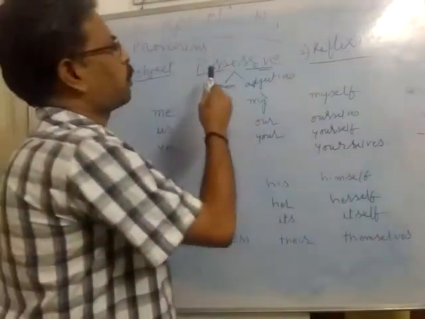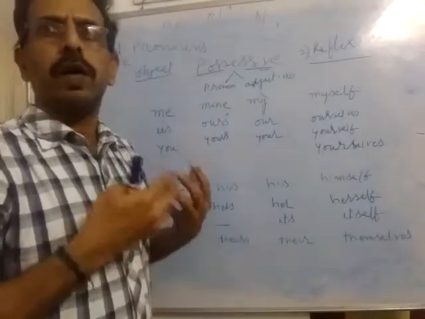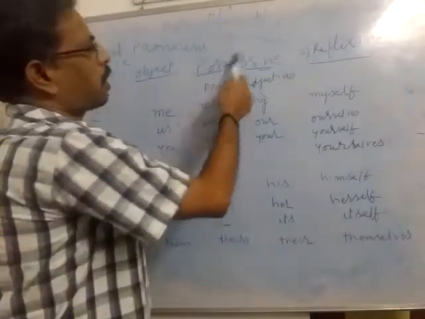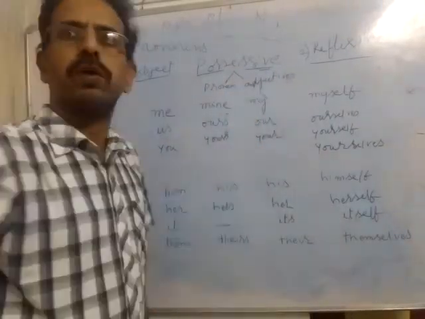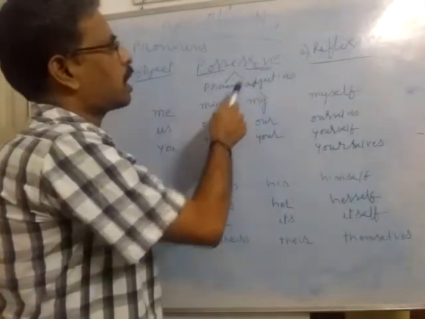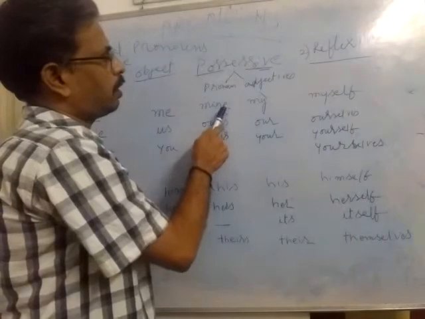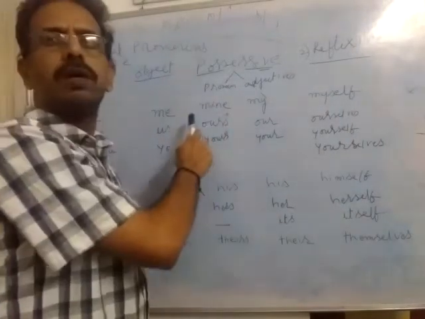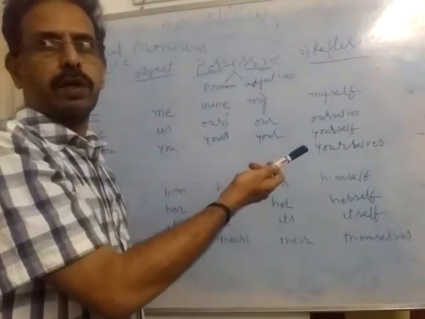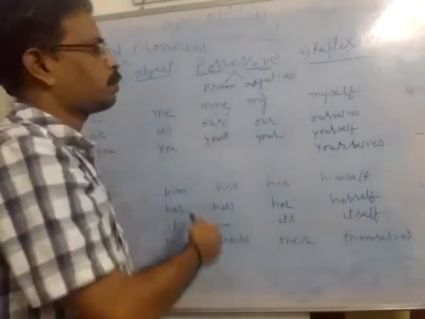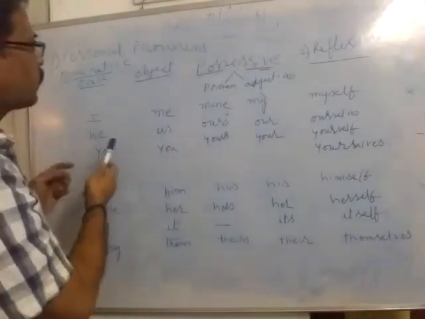Okay, next, possessive case pronoun. Possess means own. So possessive case pronoun is further divided into possessive pronouns and possessive adjectives. These possessive pronouns, in this particular third category, act either as a subject or an object. That means you can use these possessive pronouns in the place of subject or in the place of object.